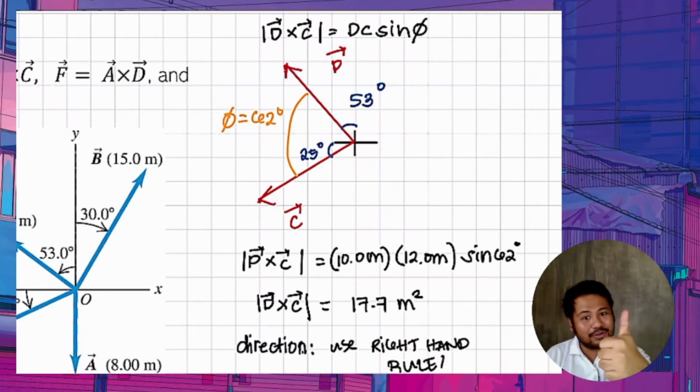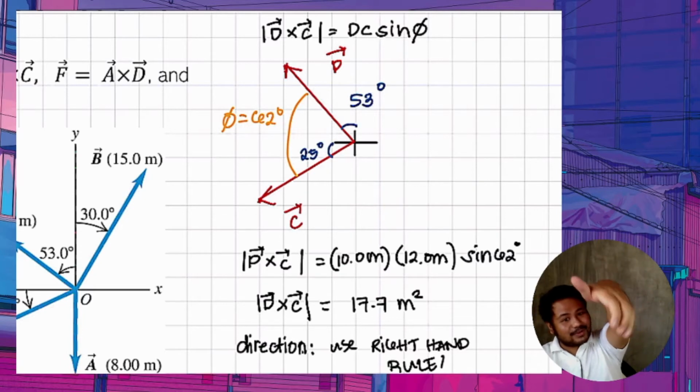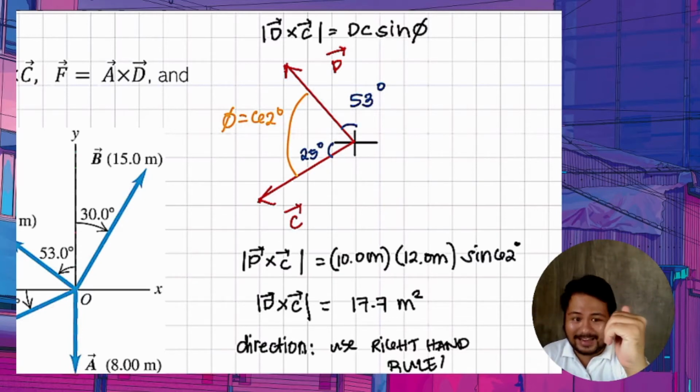And then you have your thumb. That thumb will direct you to the direction of your cross product, this time D cross C. So coming from D, going to C, not going the other way. This is the wrong way because this is not the smallest angle. This should be the smallest angle. So for D cross C, the thumb is pointing towards me.